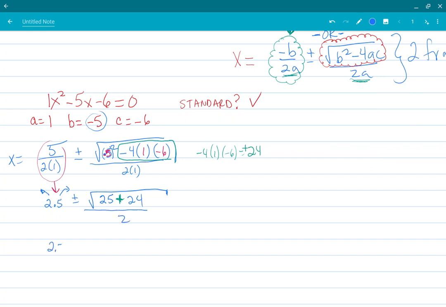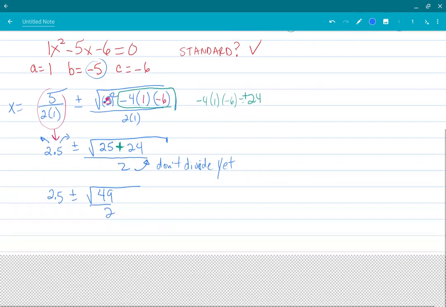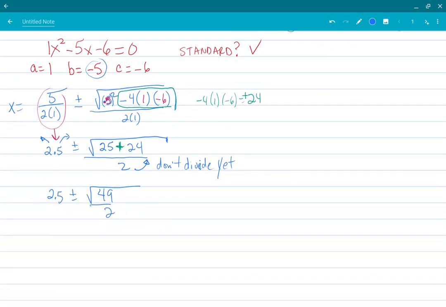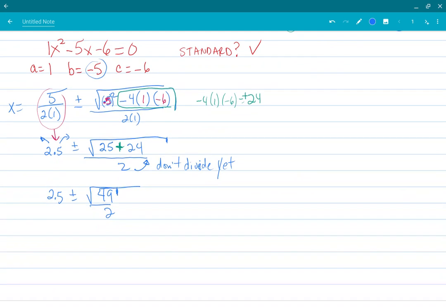Next, 2.5 plus minus the square root of 49 divided by 2. Notice the 2, don't divide yet, right? Can we divide the 49 by 2? No, because it's still inside the square root symbol, right? The 49. All right, 2.5 plus or minus 7, the square root of 49 is 7, divided by 2. Now you could divide by 2. Okay? Now divide.